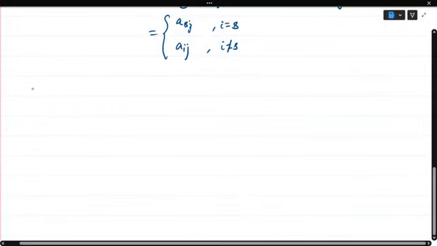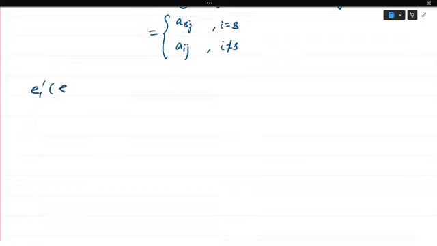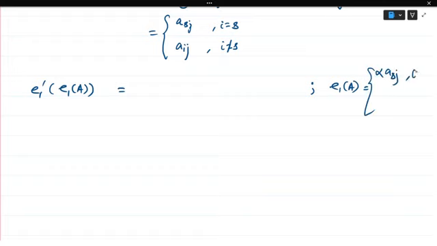So now we are going to apply the right hand side. The right hand side is E1 prime over E1 of A. One can define E1 of A with the property that we know: it is alpha Asj when i is equal to s, and Aij when i is not equal to s. So it will be E1 prime over the matrix. This time we consider this matrix as B prime.